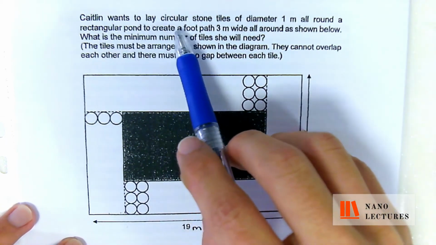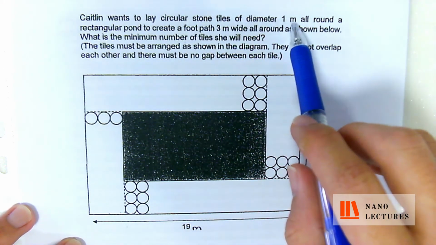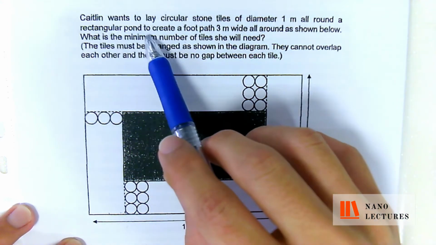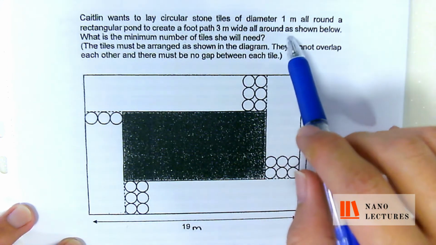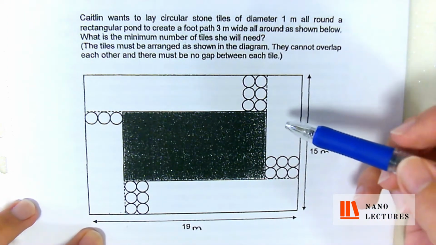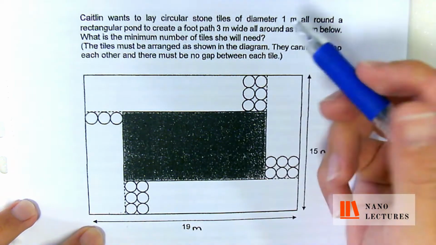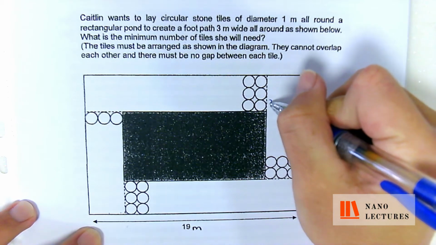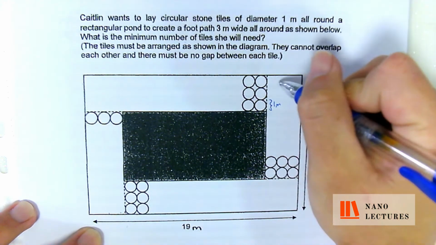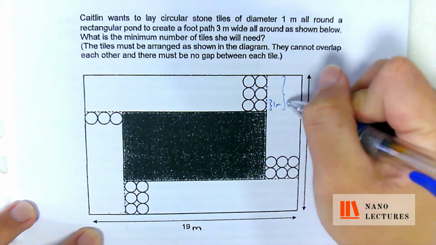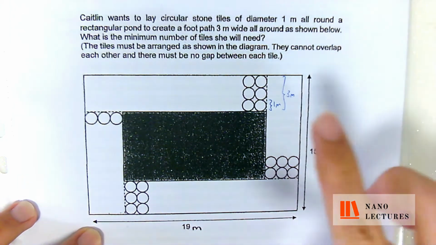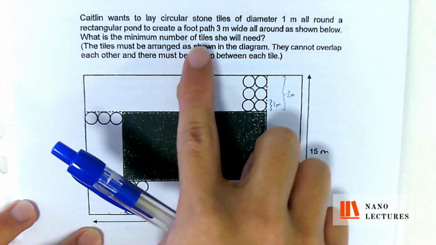Caitlin wants to lay circular stone tiles of diameter 1 meter all around a rectangular pond to create a path 3 meters wide as shown below. So what it's trying to say is that this is a circular stone tile, diameter 1 meter. Diameter means that from here to here is 1 meter. So the entire thing from here to here will be 3 meters. The question is, what is the minimum number of tiles she will need?